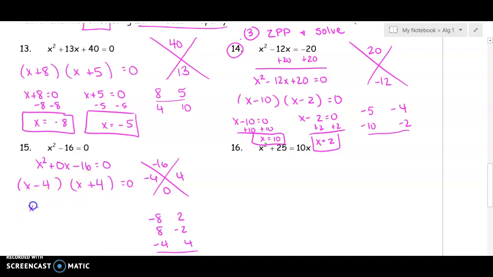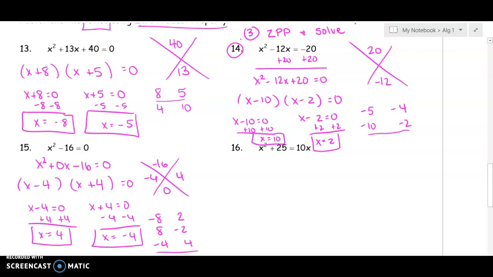And then we're going to set each piece equal to 0. That's our final step, ZPP and solve. So we're going to add 4 to both sides, giving us 4. And we're going to subtract 4 from both sides, giving us negative 4. All right, and that's our answer.